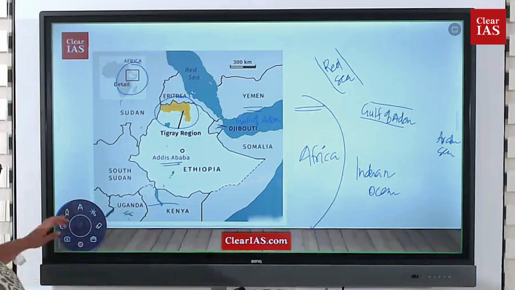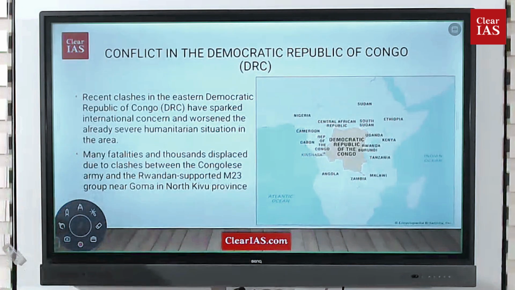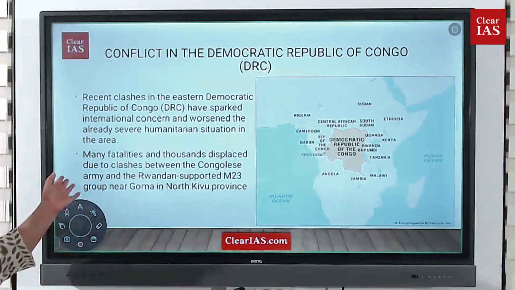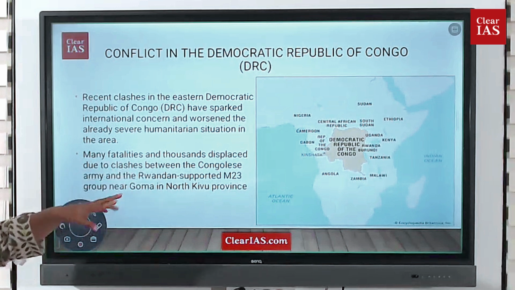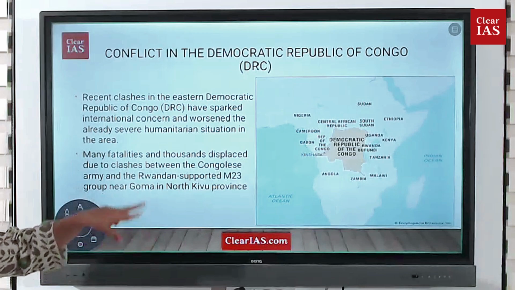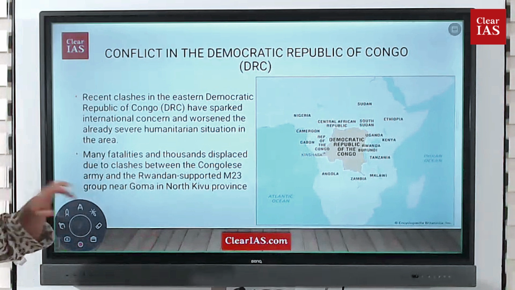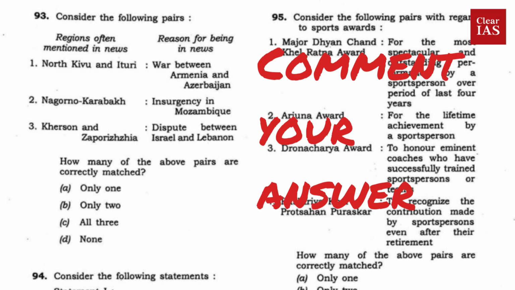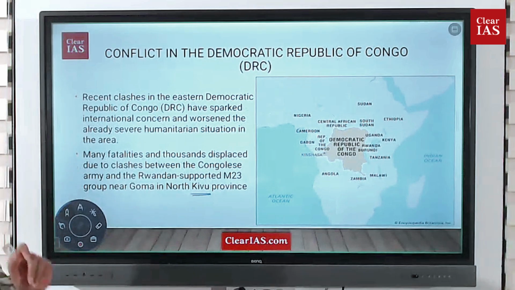Next, we have another African country, the Democratic Republic of Congo or DRC. Why this is in the news is because there is a humanitarian situation in DRC. There are many fatalities and people displaced due to clashes between the Congo people and the Rwandan people. Basically there is civil war. This question was asked in 2023 about the Kivu province. So that is why Congo is in the news.